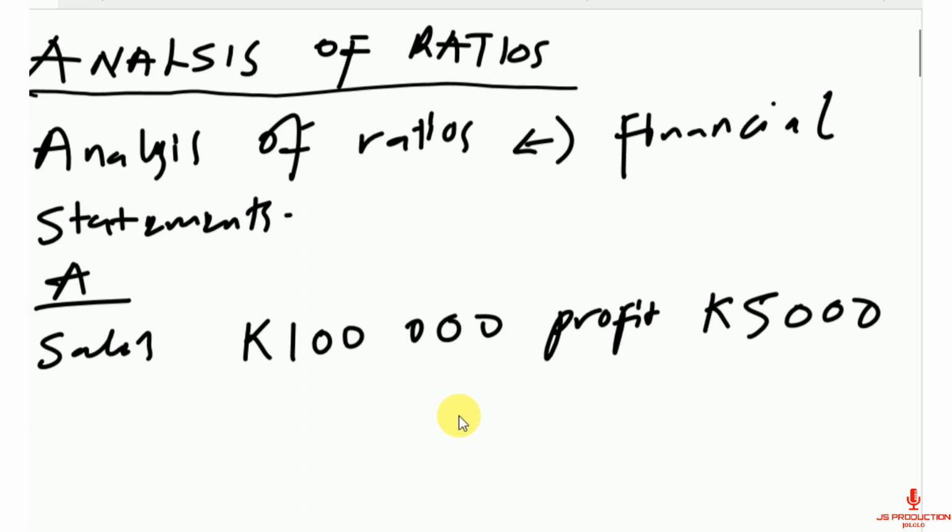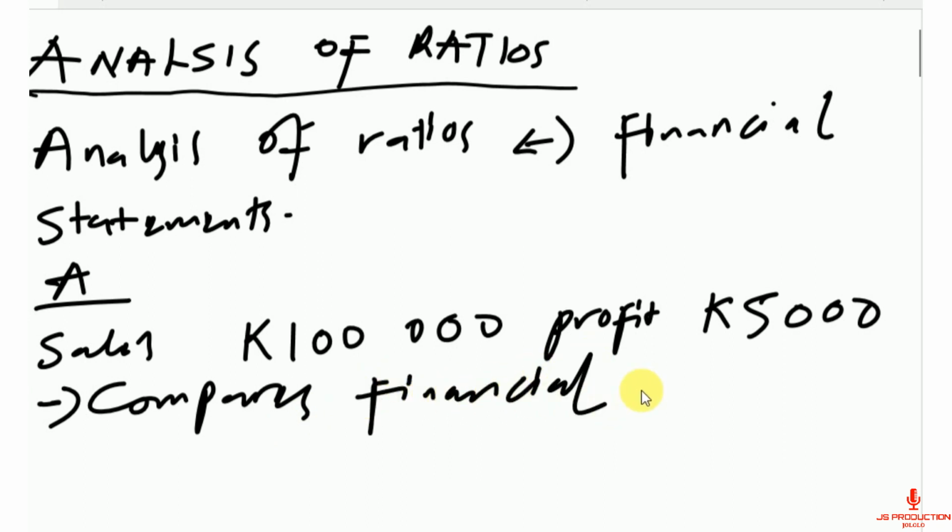So what the analysis of ratios does is it actually compares the financial information for a particular company in 2 consecutive years. So it compares financial information of one single company for 2 consecutive years.